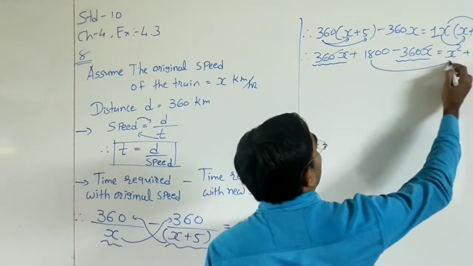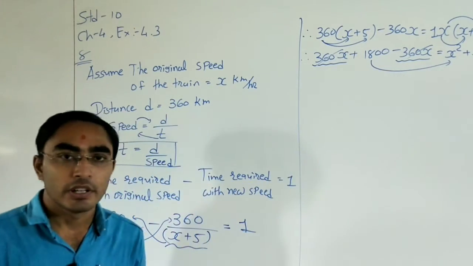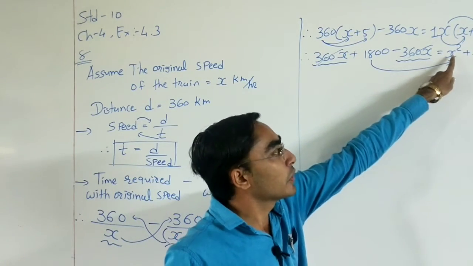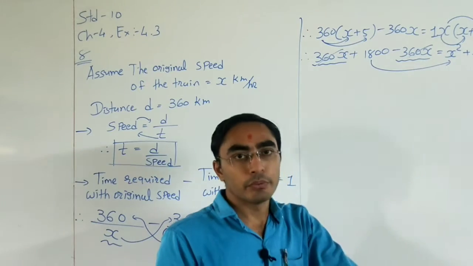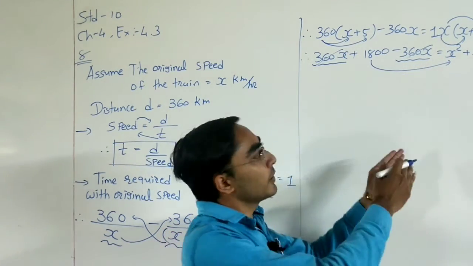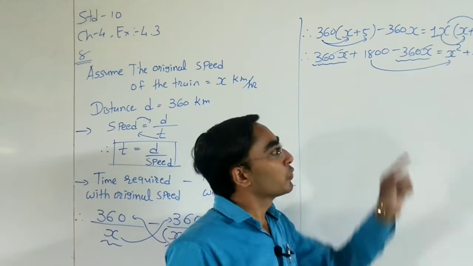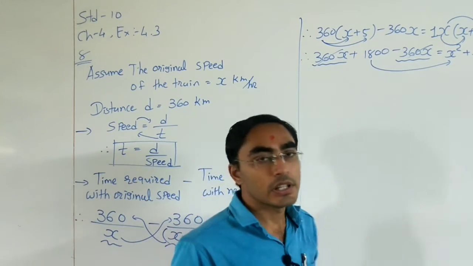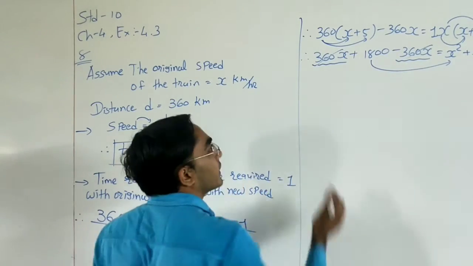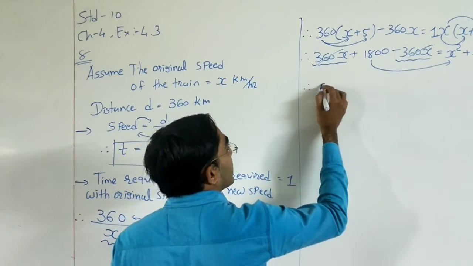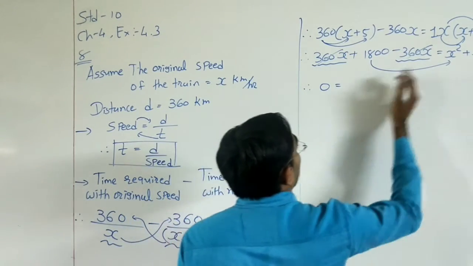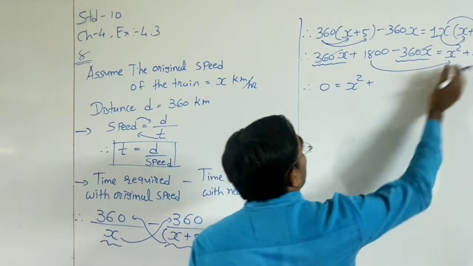So transfer this 1800 to the right hand side, because here we have x square plus 5x and we want our term x square as a positive. Okay, we want this term positive. Right now it is already positive on the right hand side, so we do not need to transfer it. So transfer this 1800 to the right hand side. So here on the left hand side nothing is remaining, so 0. Here we have x square plus 5x.